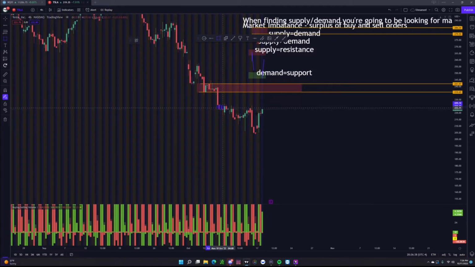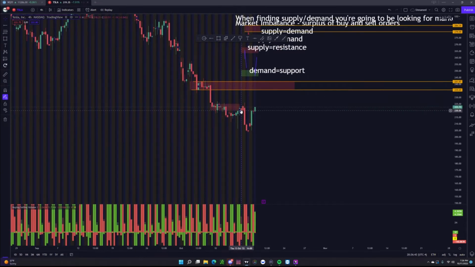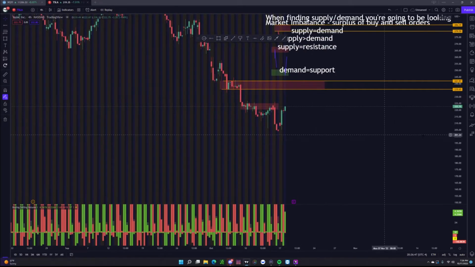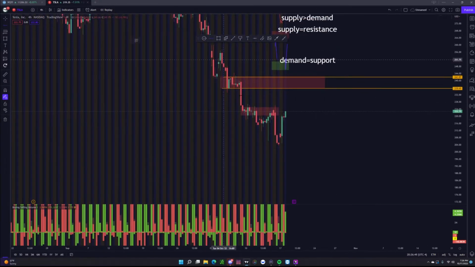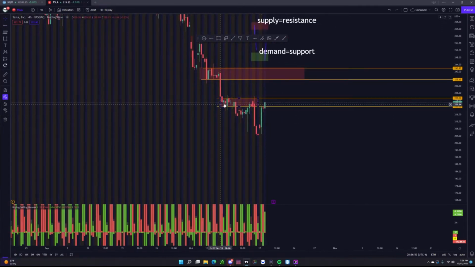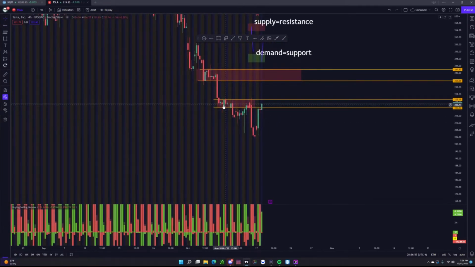And then possibly you have another one, right? So you have another one created here. This is your market imbalance as well. You can see here where you have the same highs, same lows. Market imbalance is created. This is where supply equals demand. Ultimately, we tank. That is where supply is greater than demand.